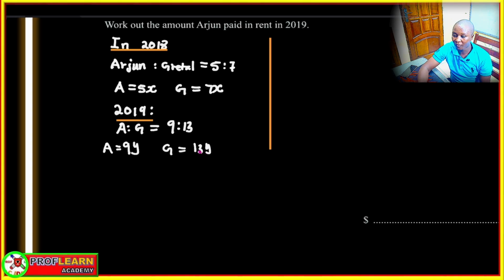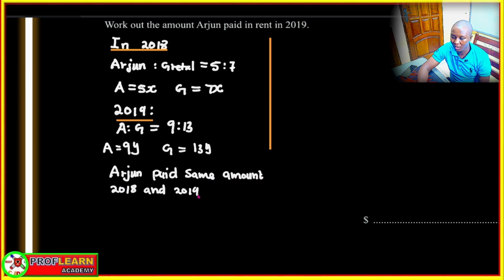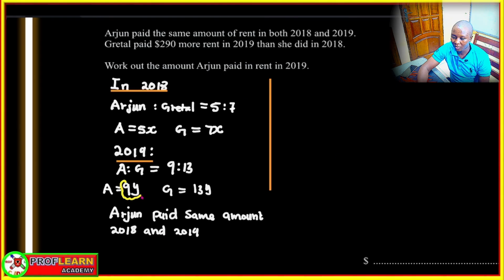We can form our first equation there by picking that Aljun paid the same amount. So this value and this one can be equated, because that's the amount they paid in 2019 and 2018. So we can say 5x is equal to 9y, and that now serves as our equation number 1.